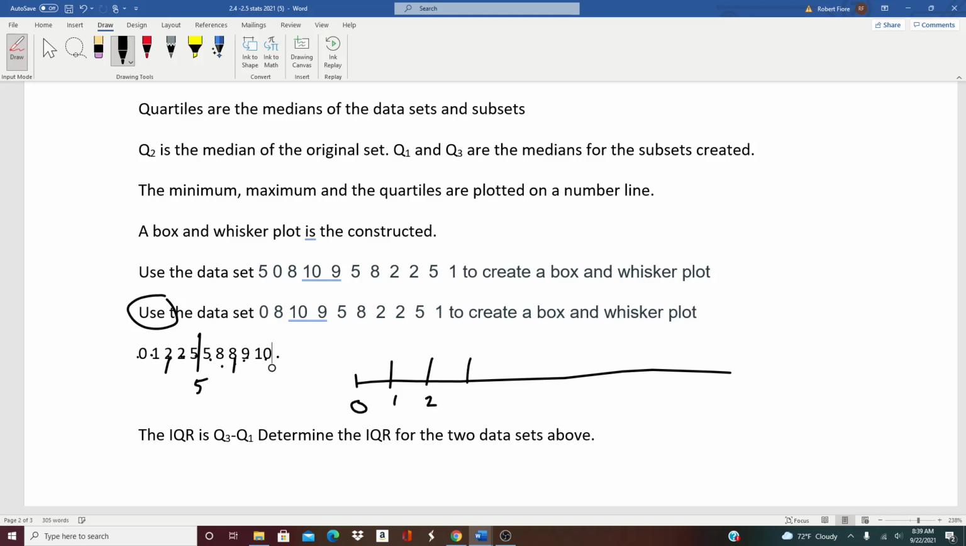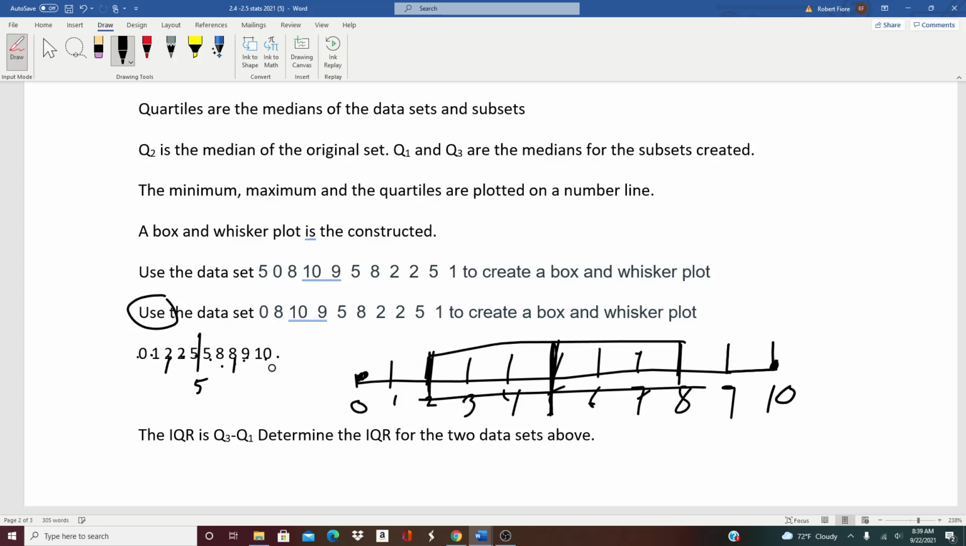1, 2, 3, 4, 5, 6, 7, 8, 9, 10. My endpoints are existing at 0 and 10. My first midpoint, my Q2, is found at 5. My Q1 was found at 2. And my Q3 was found at 8. That's my box and whisker plot.